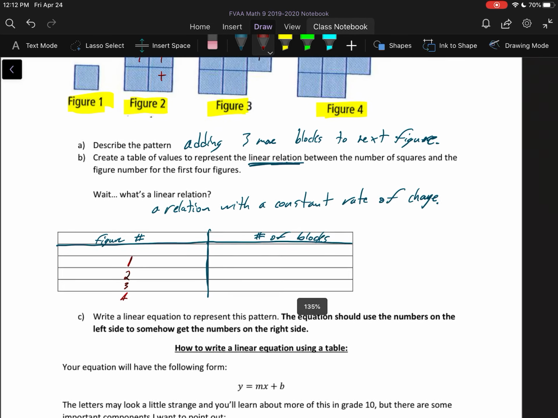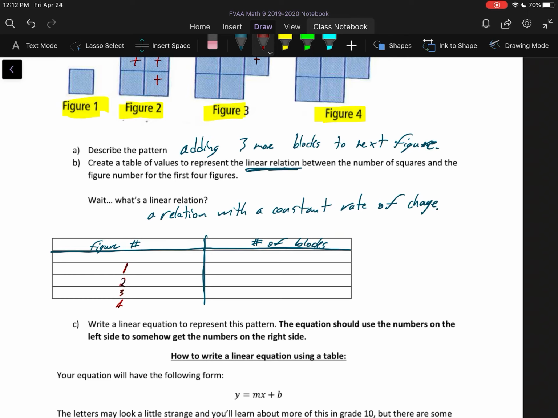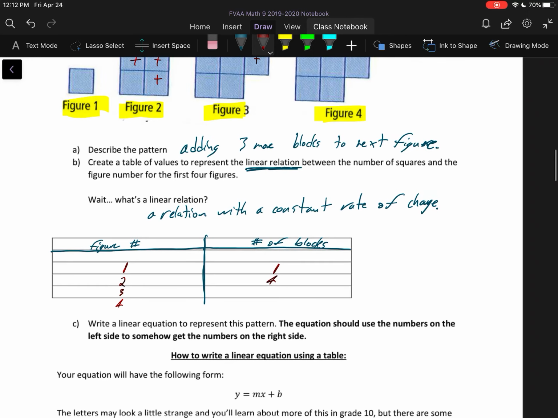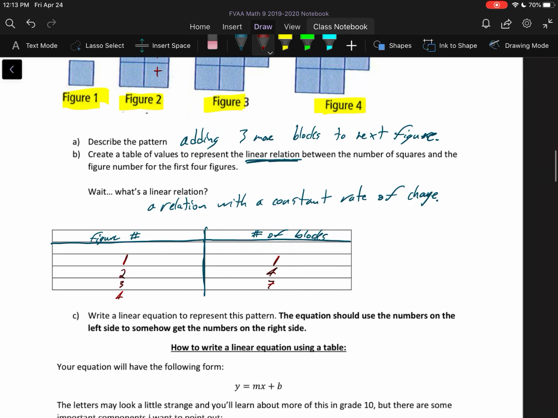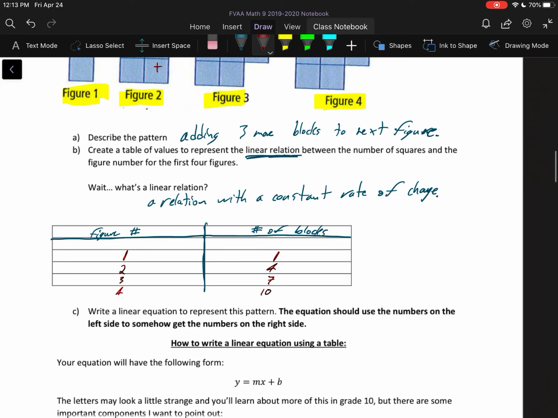All right, how many blocks does the first one have? Well, first figure has 1 block. Second figure has 4 blocks. Third figure has 7 blocks. And fourth figure has 10 blocks. All right, awesome, good.